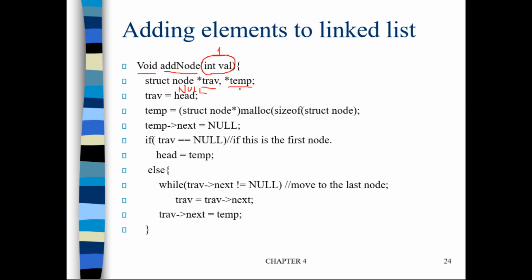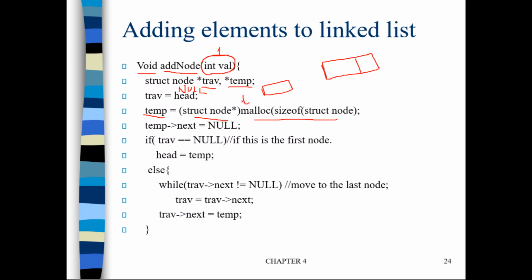Next, temp should point to the new node which we are going to create. So how to create a new node? We are creating it like this: struct node star malloc size of struct node. This will create a new node, and that node will have a data part and also a pointer part, and that node's starting address will be pointed to by temp. Okay, so temp is a pointer here.